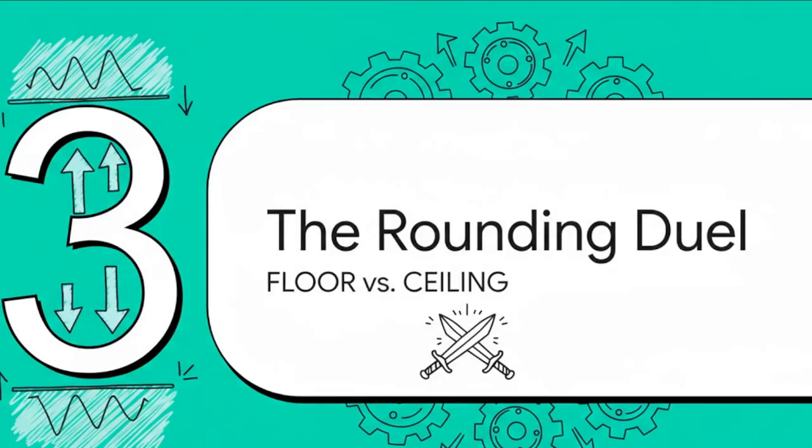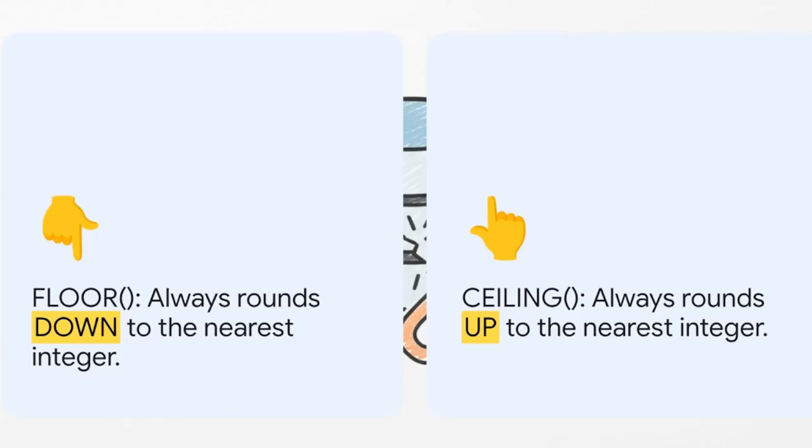So let's look at two of the most essential functions for this job. I like to think of it as a rounding duel. We've got FLOOR on one side and CEILING on the other. They might sound kind of similar, but trust me, their behavior is the exact opposite. And knowing which one to use and when is totally key. And honestly, it's pretty much as simple as it sounds. Floor looks for the floor. It always rounds down to the nearest integer, no exceptions. And ceiling? It looks for the ceiling. It always rounds up. The direction is totally fixed. It doesn't matter what the decimal part of the number is.